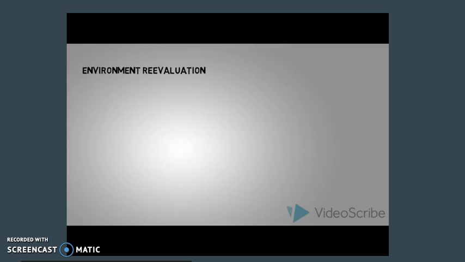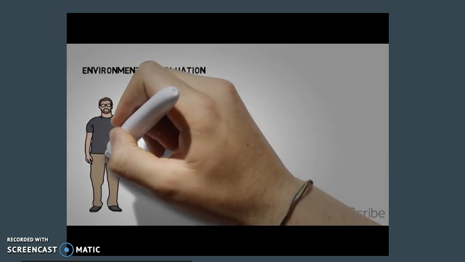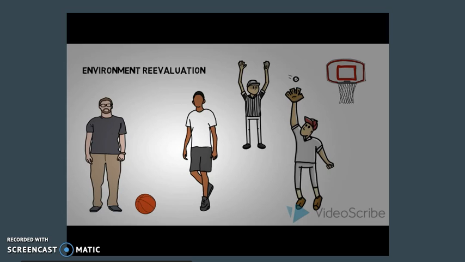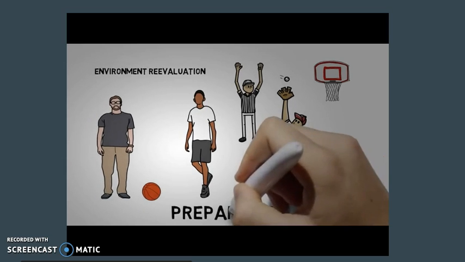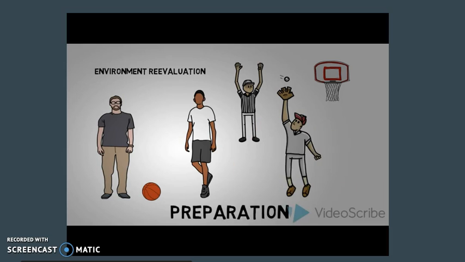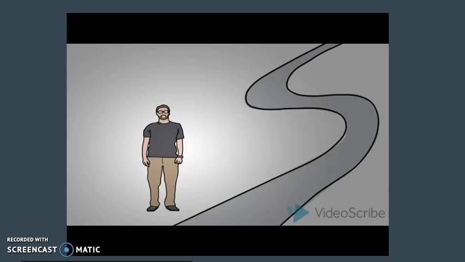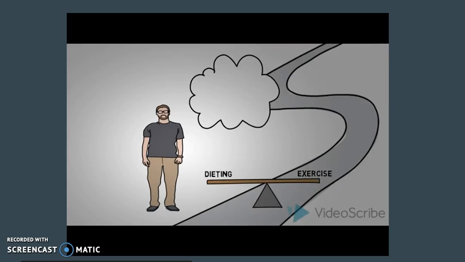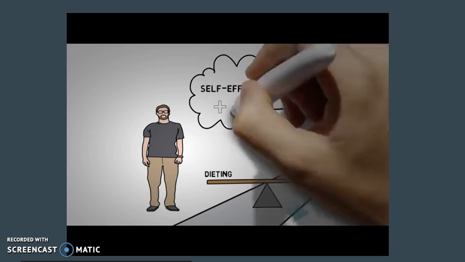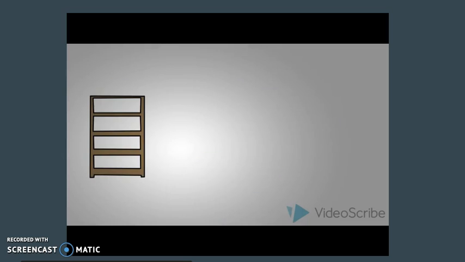Environment reevaluation is when the individual realizes how their unhealthy behavior affects others. Billy realized that he wasn't able to keep up with his coworkers anymore when they would go play basketball. This leads him into the preparation stage, where he begins to think about how he could lose the weight. His self-efficacy begins to increase as he goes through the next processes of change, social and self-liberation.